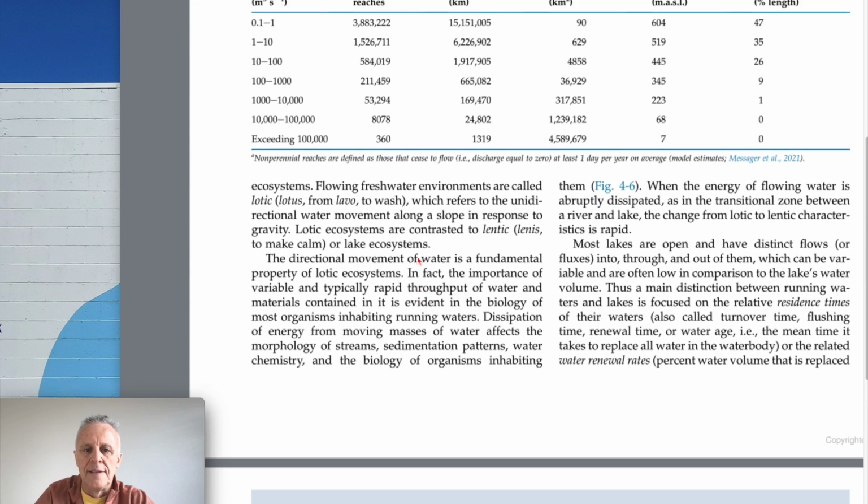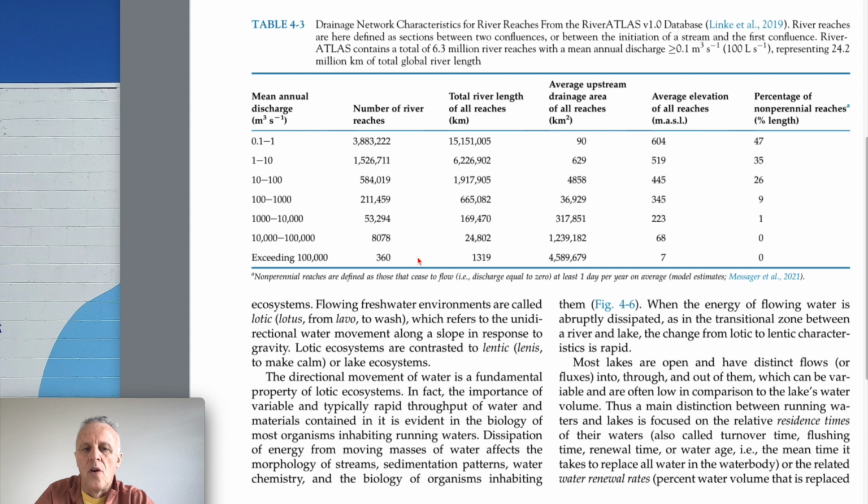The first one is this table here, Table 4-3. Drainage network characteristics for river reaches from the RiverATLAS version 1.0 database. River reaches are here defined as sections between two confluences or between the initiation of a stream and the first confluence. On the left, we have the mean discharge in meters cubed per second. We have then the number of river reaches, the total river length of our reaches in kilometers, the average upstream drainage areas of our reaches, the average elevation, and the percentage of non-perennial reaches.